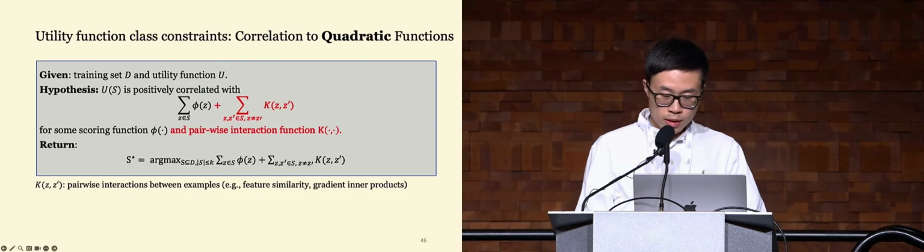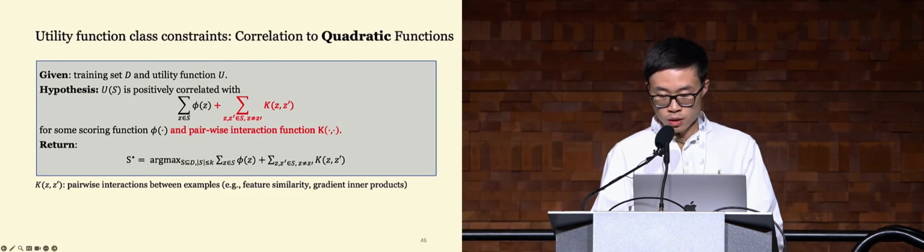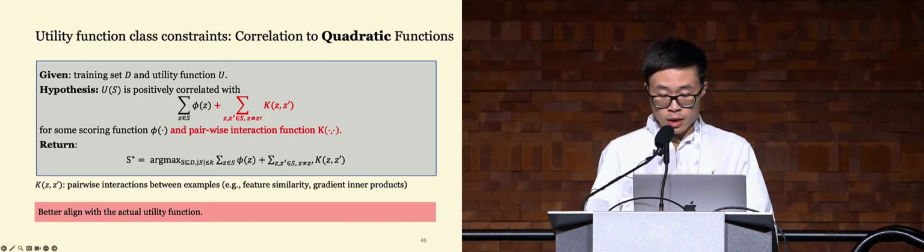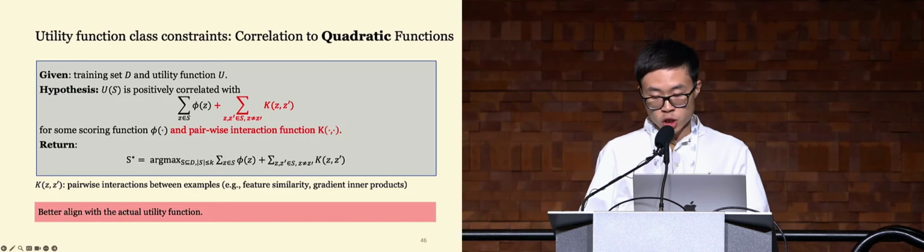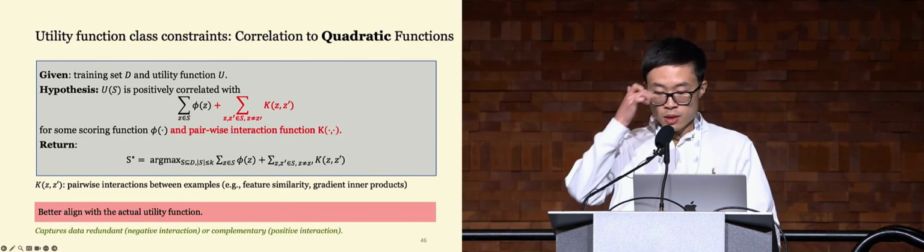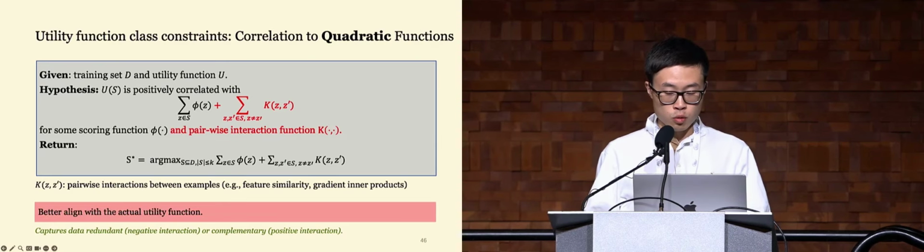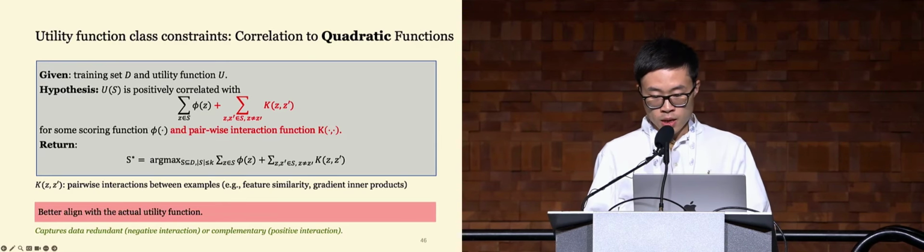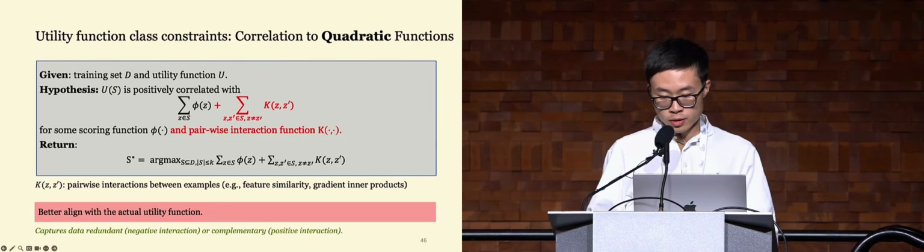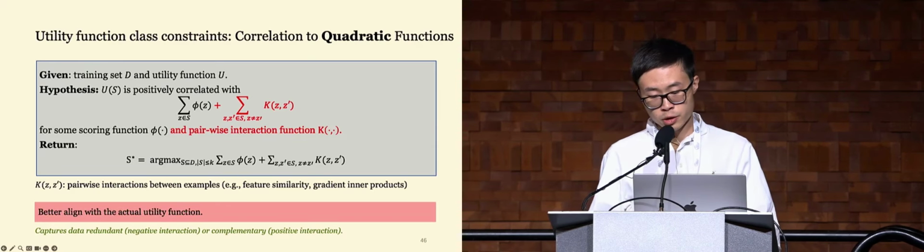Okay, now let's move on to a richer class of utility functions that can further capture the pairwise interactions between data points. This is done by expanding from the additive to the quadratic utility function class. The key difference is that here we have additional pairwise terms. This additional pairwise interaction function captures how two data points influence each other in the model training, and is often captured by heuristics like Fisher distance or gradient similarity in the literature.